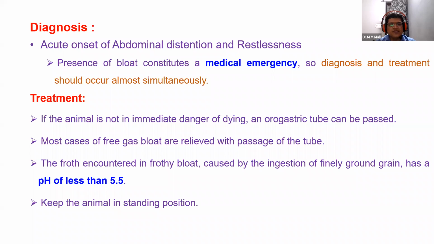Most cases of free gas bloat are relieved with passing of this stomach tube or orogastric tube. The froth encountered in frothy bloat caused by the ingestion of finely ground grains has a pH of less than 5.5. So in that condition, we have to keep the animal in a standing position to relieve the respiratory distress in animals.